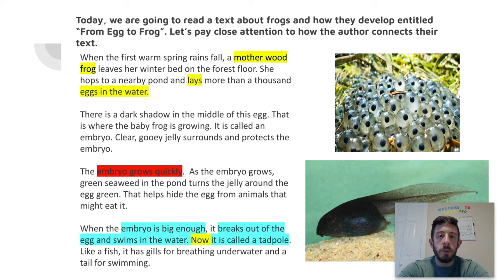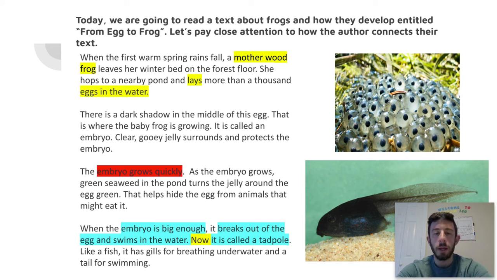When the first warm spring rains fall, a mother wood frog leaves her winter bed on the forest floor. She hops to a nearby pond and lays more than 1,000 eggs in the water. There is a dark shadow in the middle of this egg. That is where the baby frog is growing. It is called an embryo. Clear, gooey jelly surrounds and protects the embryo.